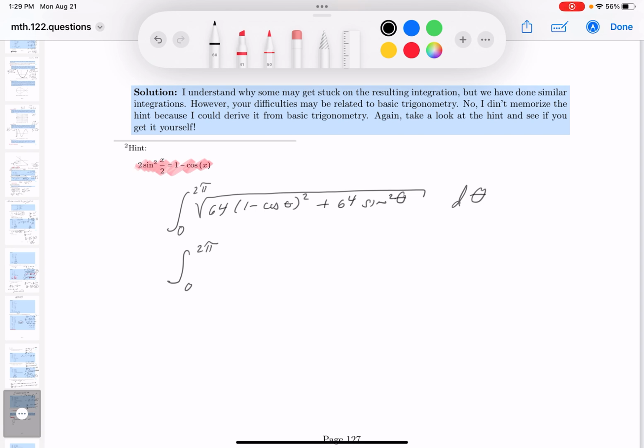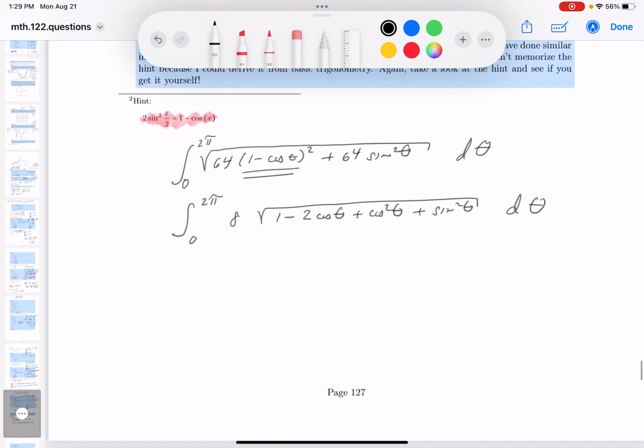I'm going to factor a 64 out, and the square root of 64 is 8. I'm going to be squaring this guy over here. And what's that going to be? 1 minus 2 cosine theta plus cosine squared theta plus sine squared theta. Well, things are kind of moving along. Oh, by the way, this is some length of arc over here. Pull the 8 out, 0 to 2 pi. And I notice I got a 1 here, and this is also 1. It's a Pythagorean identity, so I get 2.